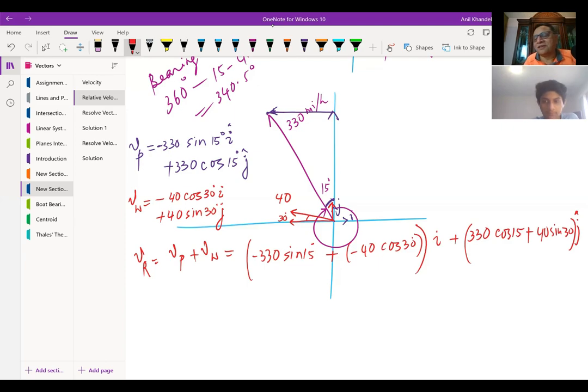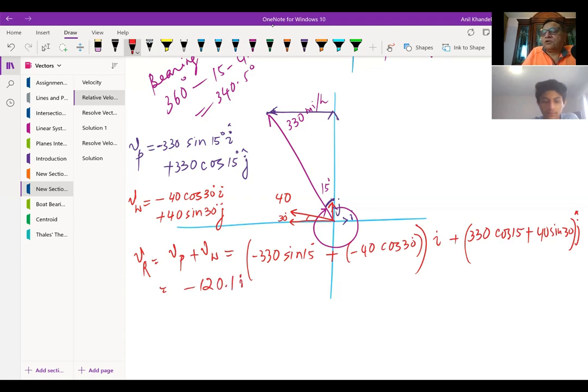So you can use a calculator to find these values. You know those components. Can you use a calculator? Yes, sir. Basically, we have a negative sign here, but 330 sine 15 plus 40 cos 30. What do you get? I got negative 120.1.